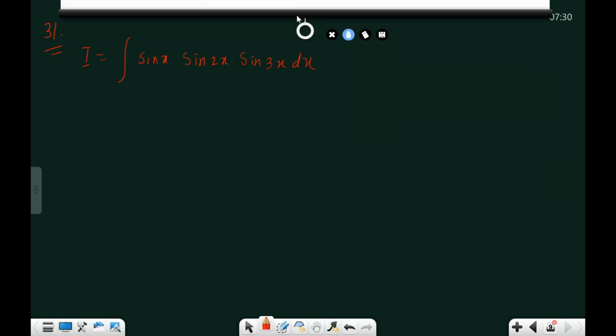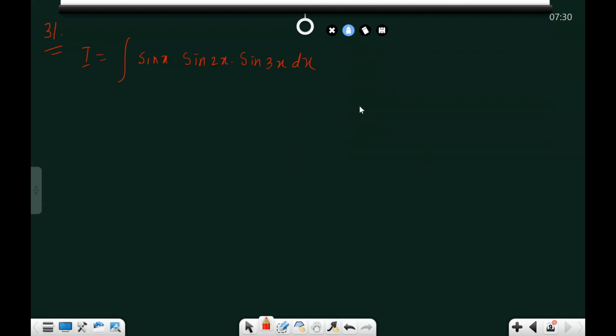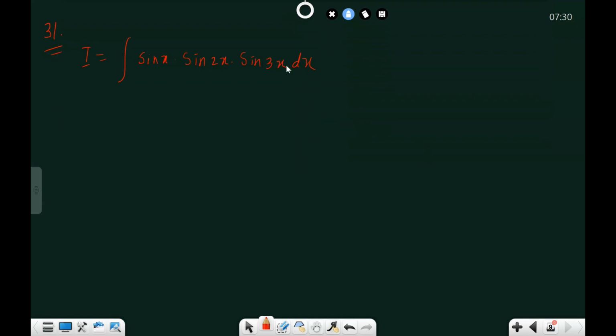This problem is equal to... Now I need 2 here, so that is why I am giving half integration. Now I can write this is 2 sine twice x into sine x, combining these two, and this sine thrice x is remaining there. Sine thrice x is remaining there, and is equal to half is remaining here, integration.